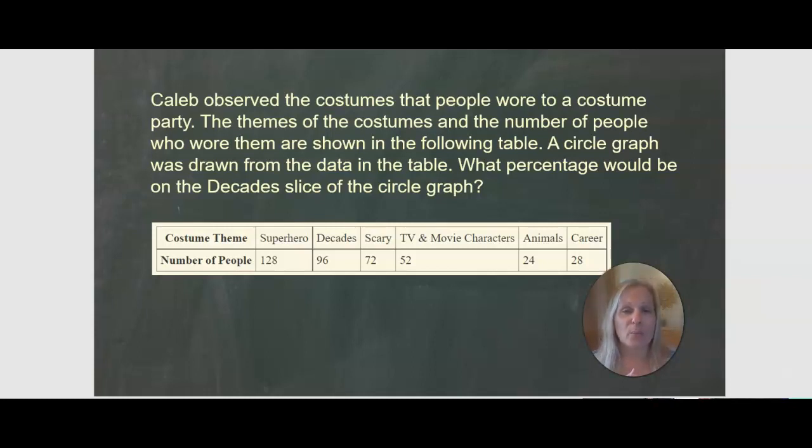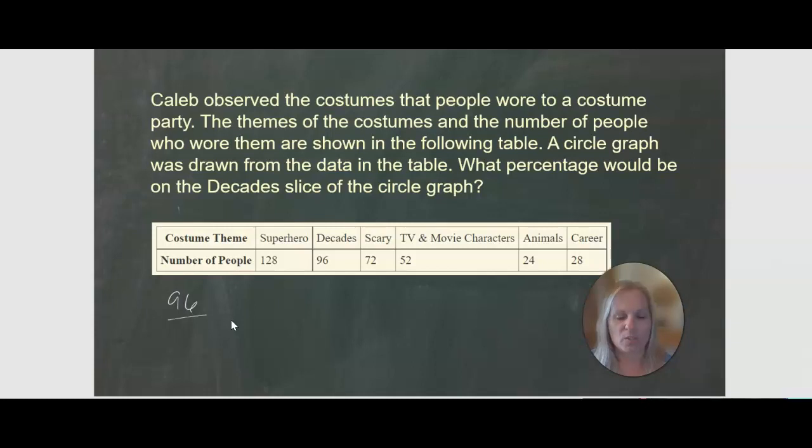So whenever we're trying to figure out a fraction of something, we've got the amount that we're looking for out of the total, right? Like we just did on the last problem, the number who chose water skiing over the total amount of campers. So the percentage for decades is going to be the number of people who chose decades out of the total. We know 96 people chose decades. Let's see what the total is.